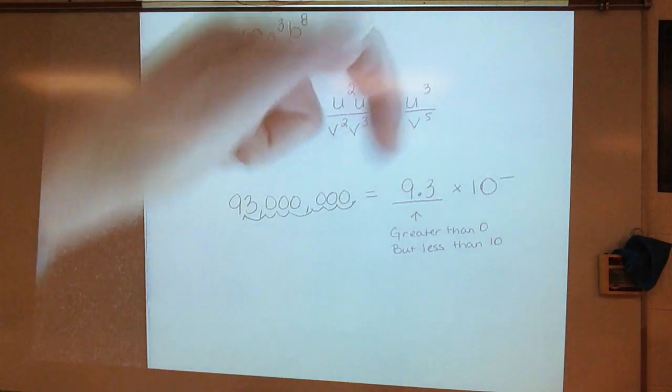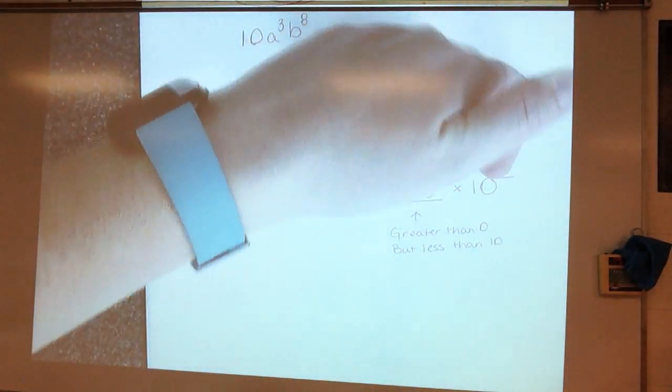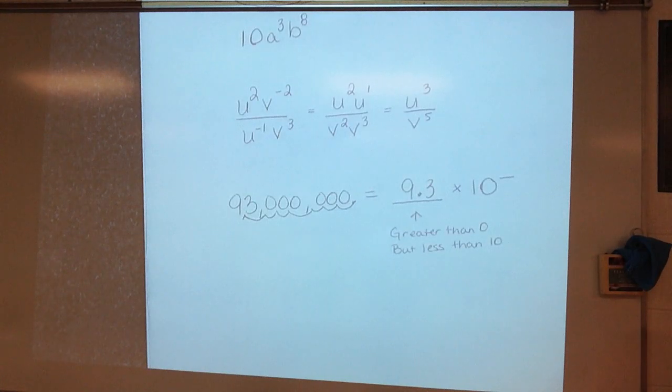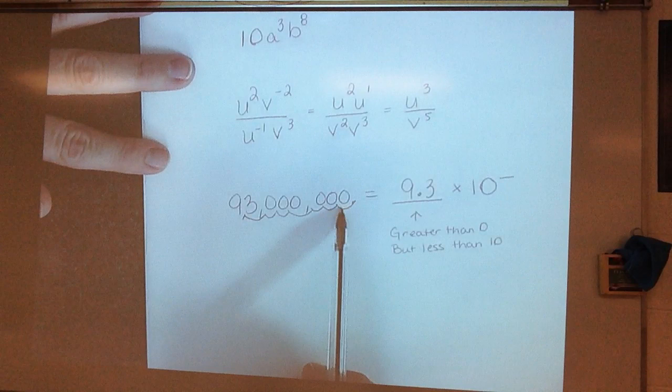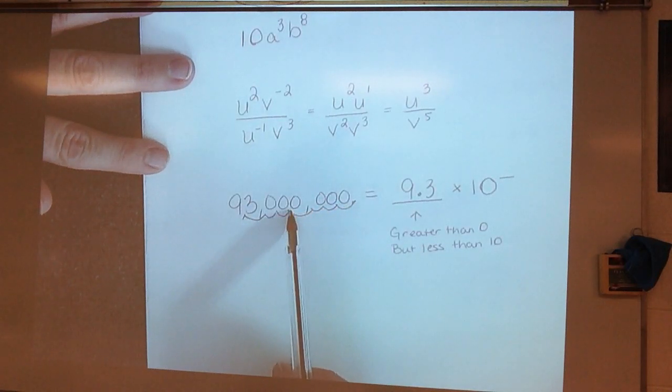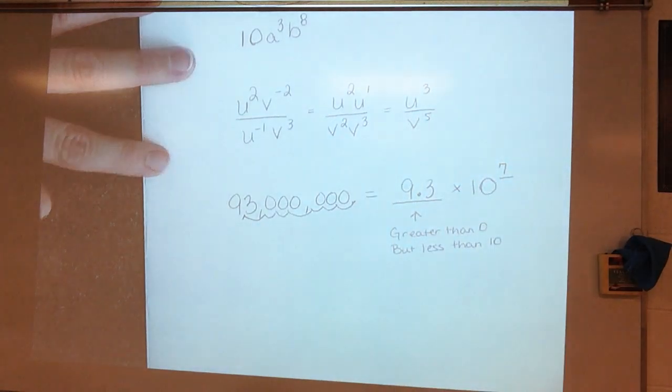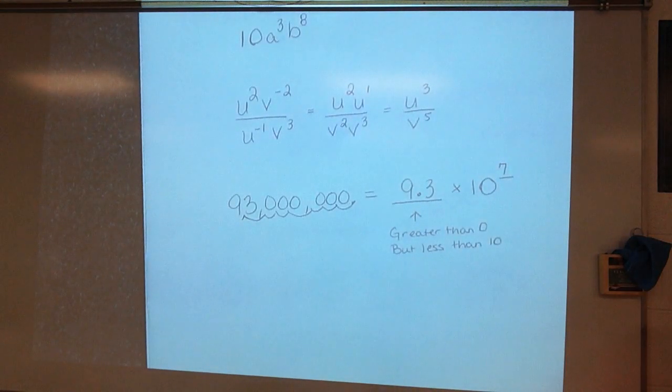Alright, so now I've got to figure out what goes here. Guys, this is a simple count. How many places did you move your decimal? Let's look: 1, 2, 3, 4, 5, 6, 7. So 9.3 times 10 to the 7th power.